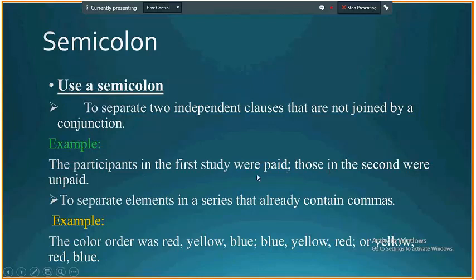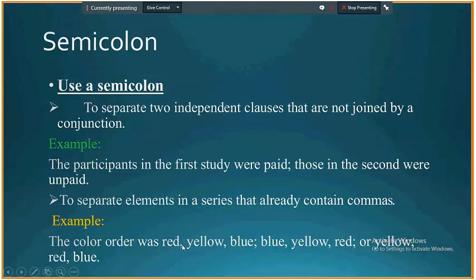In that example, two separate independent clauses are not joined by a conjunction. Here there is not any conjunction. To join these two independent clauses in that type of case, we should use a semicolon. And second, the rule for using the semicolon is to separate the elements in a series that already contain commas.